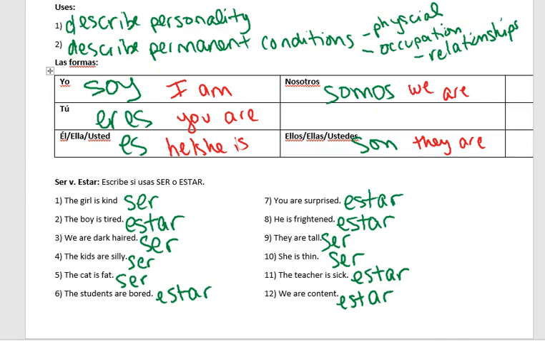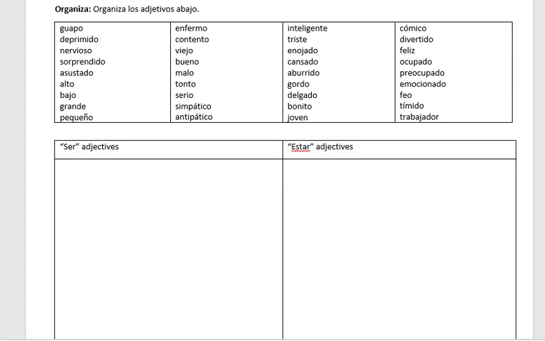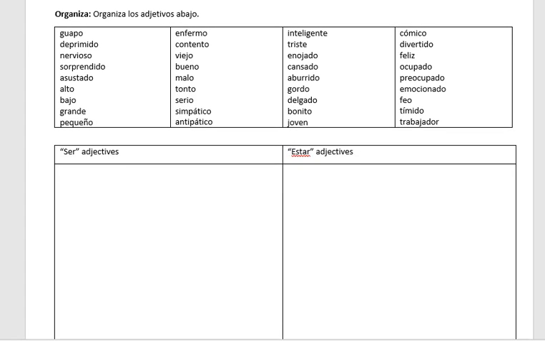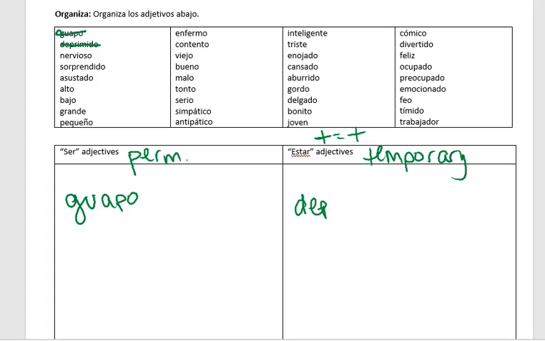Okay? Alright, so down on the next page, we have a list of our adjectives and feelings and emotions. And you have to determine which ones belong in the ser category and which ones belong in estar. Remember, sers are permanent and estar, our T to T, is temporary. Okay? So let's look at guapo. Guapo is going to be ser or estar. Well, guapo is a physical characteristic, so it's a ser. How about deprimido? That's an emotion or a feeling, so it's estar.